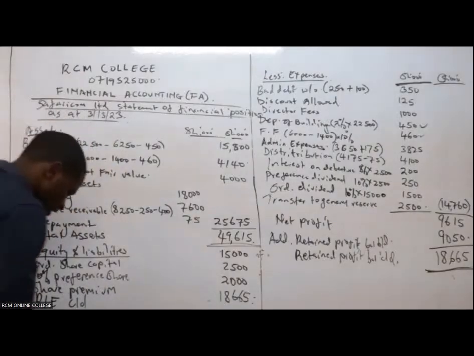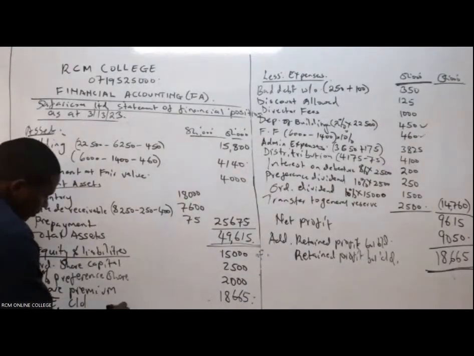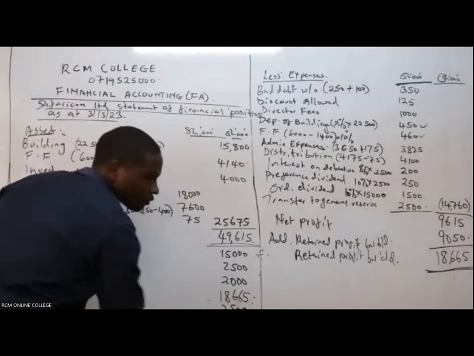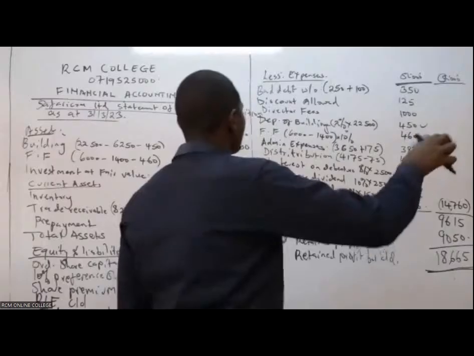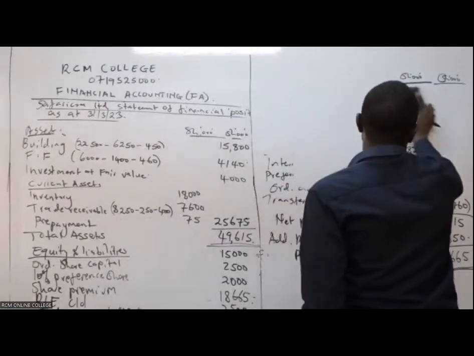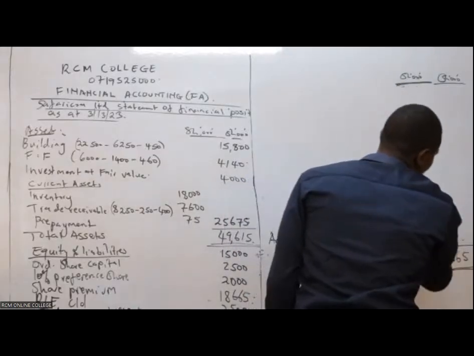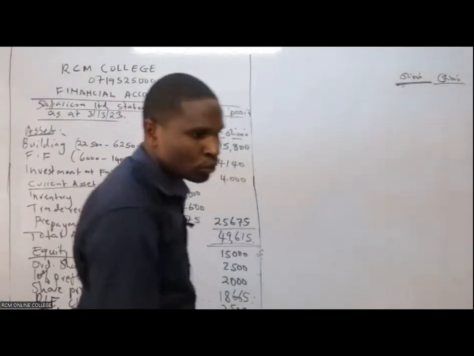Then we have the transfer to general reserve. How much was the general reserve? It was 25,500. Thank you. We are almost done. At least we will finish this now. That was the objective of today, to finish up with this.